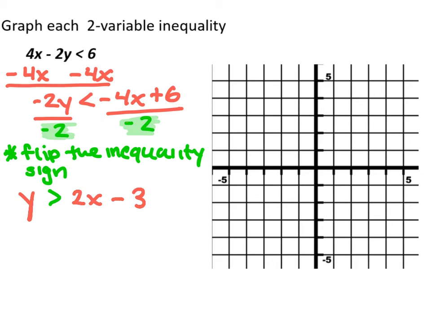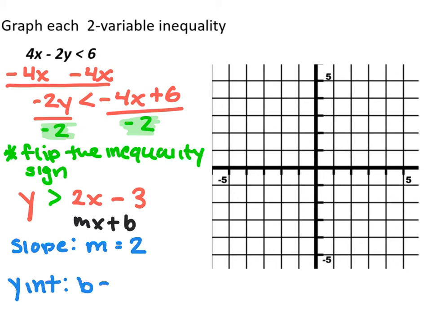Now from this point I can graph. So since this is already in that mx plus b form, I can determine that the slope, or the value of m, is 2, and the y-intercept, or the b value, is negative 3. So I can plot my point for the y-intercept at negative 3, and since my slope is 2, that means it's really 2 over 1. And using rise over run, I'm going to go up 2 and over 1 and plot my new point.